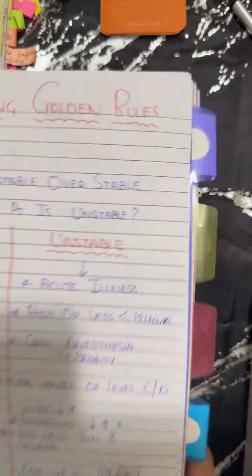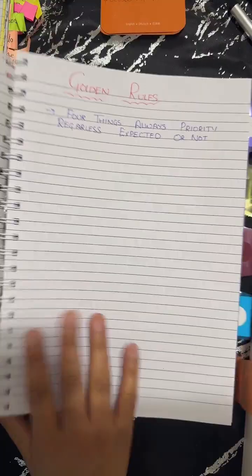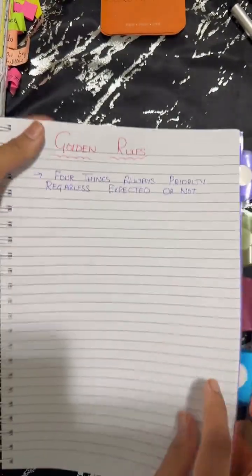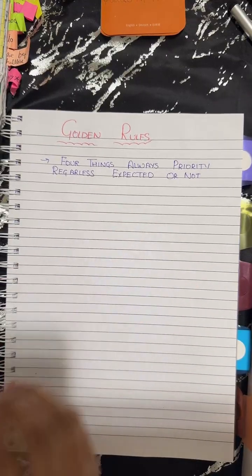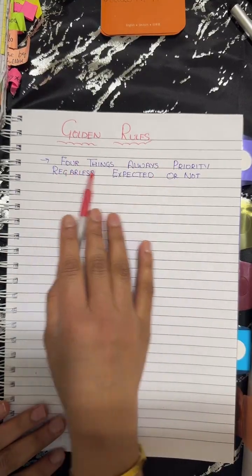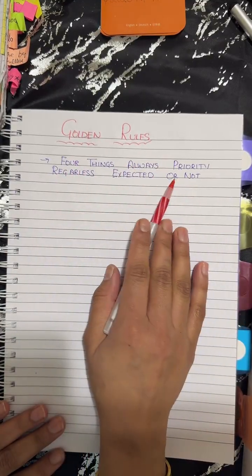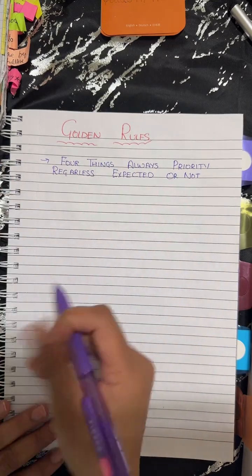Okay, so here, rule number 4. Rule number 5, please. No, I have only rule number 4. I just discussed only 4 rules here. These are just the general things you have to keep in your mind. Golden rules. 4 things always on priority, regardless, expected or not.